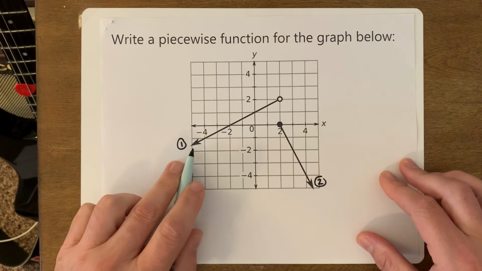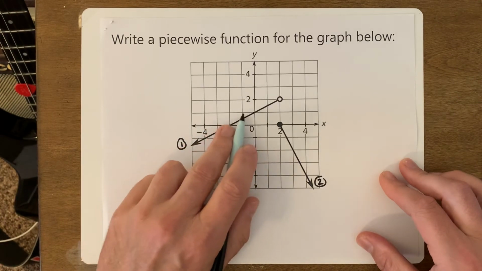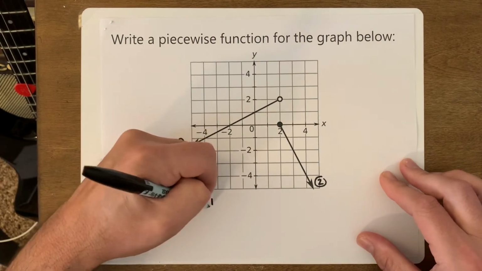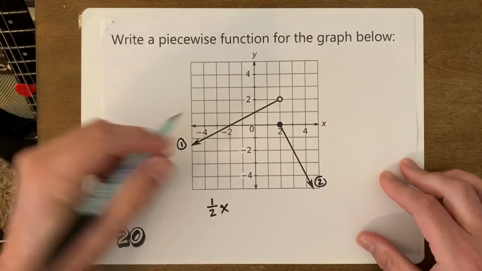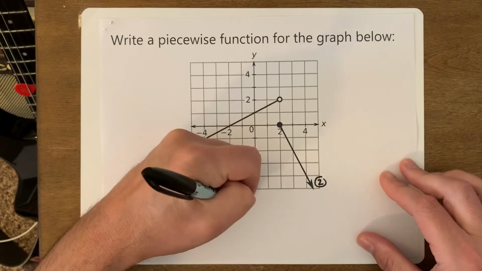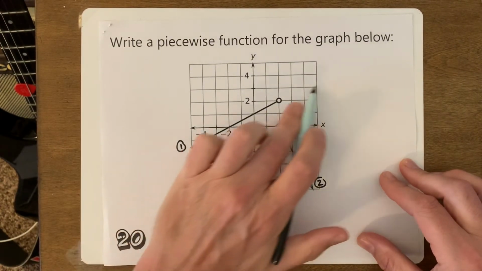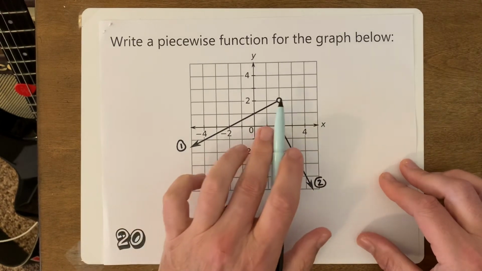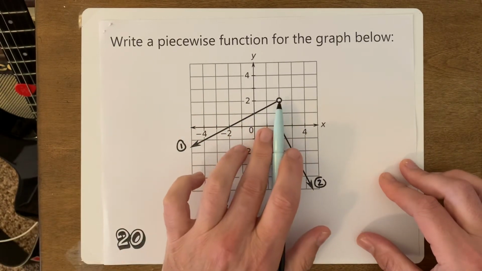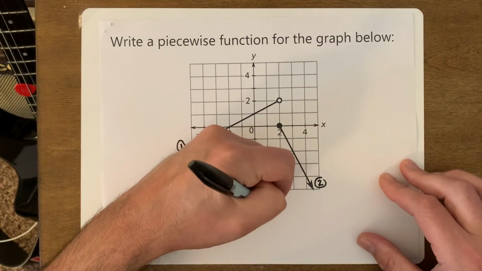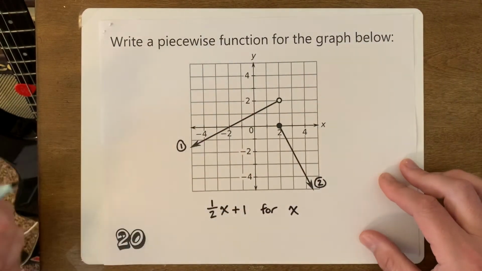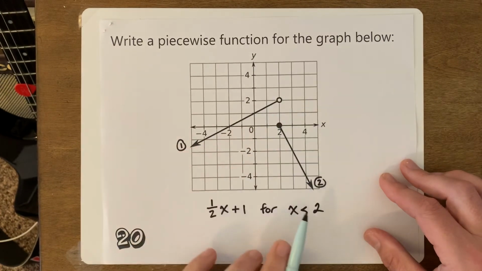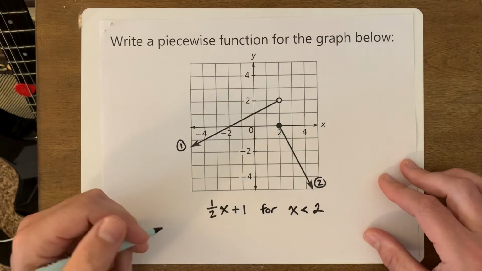We have a slope of, it looks like, 1/2 and a y-intercept of 1. So we have 1/2 x and then plus 1. Okay, that will give us the entire line, but we don't want to keep going. We want to stop at 2. And so for everything from 2 on back and not including 2, so for all x strictly less than 2. So open circles get strict inequalities. Okay, so that's piece number 1.